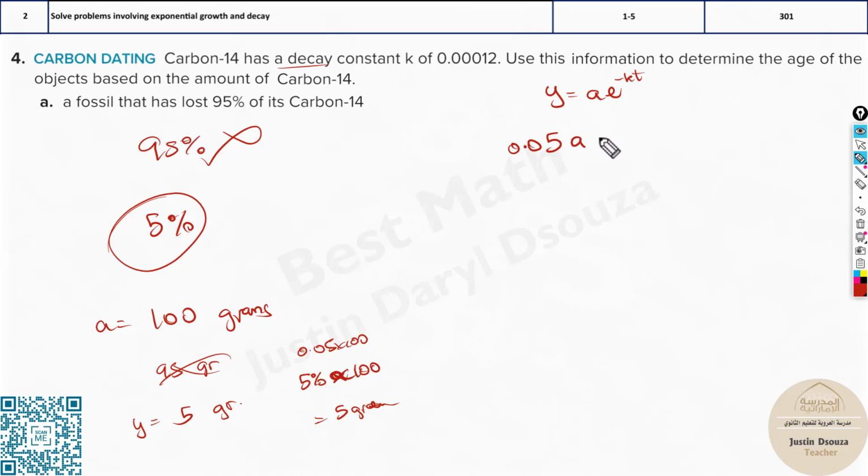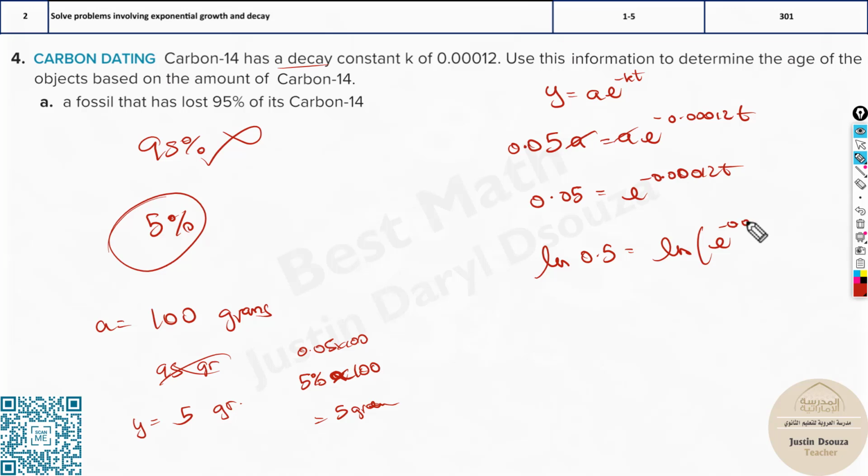Now here 0.05 A, because that's 0.05 times the initial amount, is equal to A e to the power minus, what is the k value? It's already given, 0.00012. When it's mentioned, don't go and round it off. Take the entire value whichever is given to you, times t. A is gone. So you have 0.05 equals e to the power minus 0.00012 times t. And then you can just put this in the calculator directly and get the answer, or you can take ln on both sides and you'll still get the same answer. So I'll show you how we can substitute in the calculator.